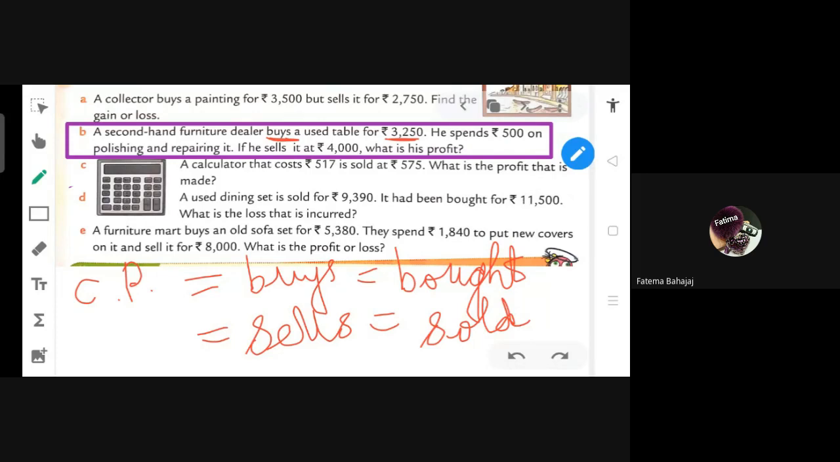Sales is written. Sales matlab bechna. So that is which price? What do you think? One is cost price, right? Then the other is selling price. So this is which price, wherever sell is written? Other girls, what do you think? This is cost price, right? This is the price in which we bought something. Selling price. Yes. Who gave that answer? Inchia Bohra. Haan, very good, Inchia.